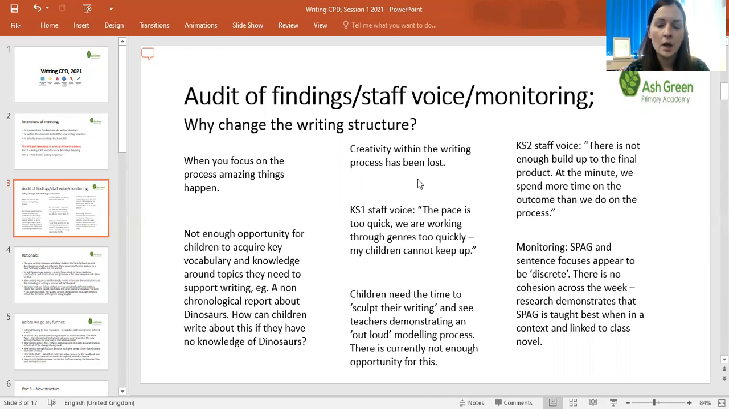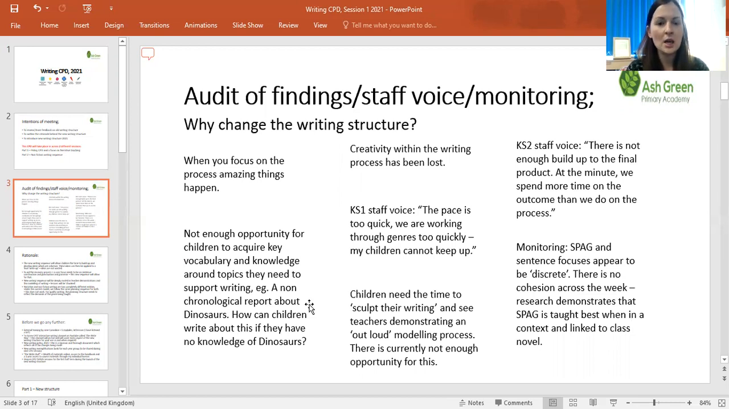Another part of it is that children need time to sculpt their writing. This was part of the discussions and feedback that I've had, and it came through as a theme in monitoring as well. Because we're so in a routine with the current writing structure, it can almost feel a bit bam, bam, bam, and we're not slowing down to appreciate that children need to see the teacher modelling the writing process.